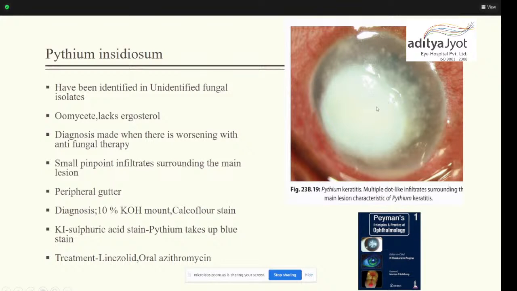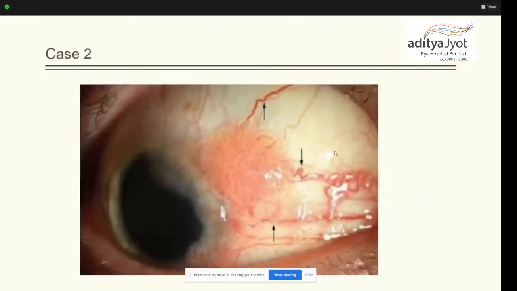The diagnosis is made when there is worsening with antifungal therapy. You think it's fungal keratitis, you keep on adding natamycin or voriconazole, and it doesn't respond, and that's when you suspect Pythium. A very characteristic feature of Pythium is the ring infiltrate, and you have these tentacle-like projections, which are a very classic feature of Pythium keratitis. You can even have small pinpoint infiltrates surrounding the main lesion. Diagnosis is with a 10% KOH mount and calcofluor stain, and treatment is with linezolid and oral azithromycin.